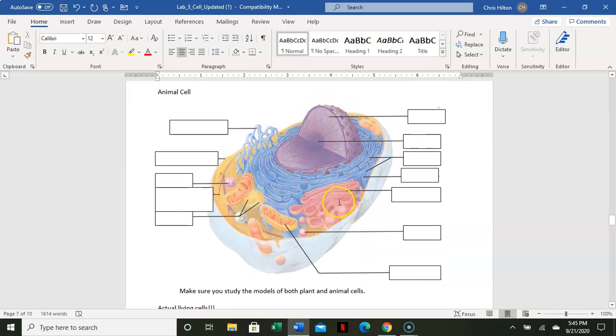Let's do the animal cell real quick. A lot of it will be the same. The animal cell does not have a cell wall. The animal cell does not have a central vacuole, but they can have normal ones. And the animal cell does not have chloroplasts. One thing the animal cell has are these centrioles, right here, centrioles. That's one thing the animal cell has that most plant cells don't.